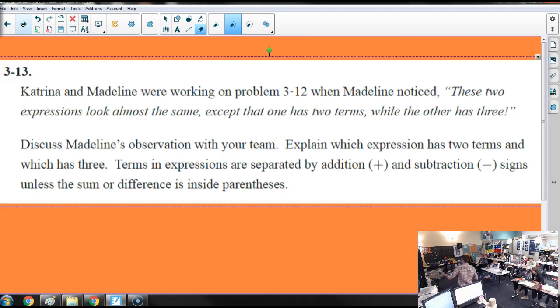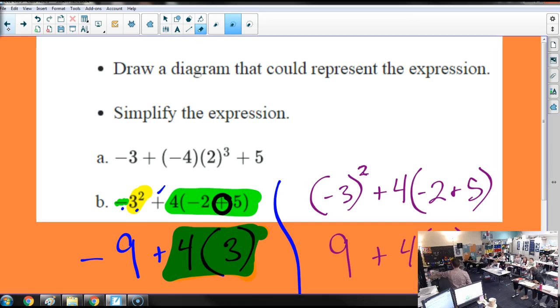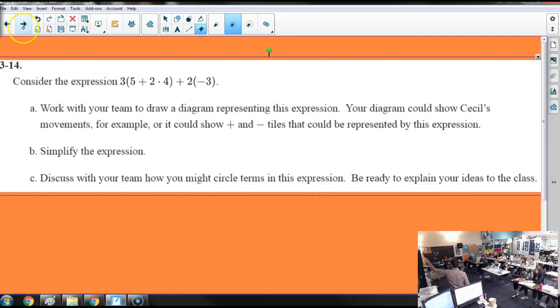So what Madeline was noticing is like, yeah, these have very similar numbers, and they both involve a power, and no, they're not the same, Madeline. Sorry, go back and try again.